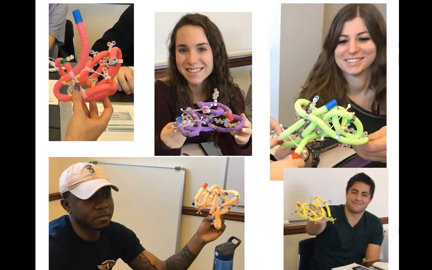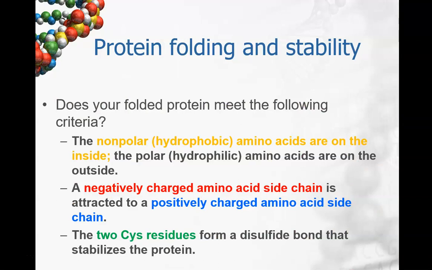So here's some picture. This is obviously in the before times because no one's wearing a mask. But what you see here is that I gave the students the directions to fold up their proteins, and all of them looked different, even though supposedly everybody followed the same directions. So what I told them to do is I told them to fold the proteins so the nonpolar amino acids were on the inside and polar chains were on the outside.